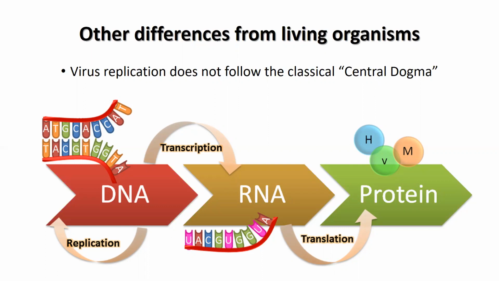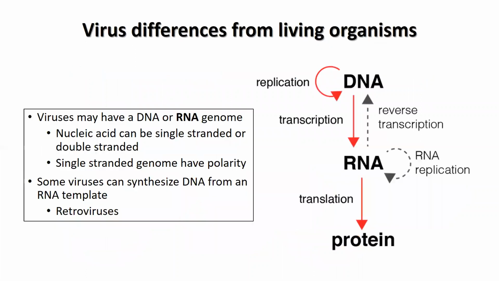However, not all viruses adhere to this sequential process. Moreover, the virus itself does not encode all the machinery necessary to complete the process and hijacks the host cell's own machinery to generate viral proteins.